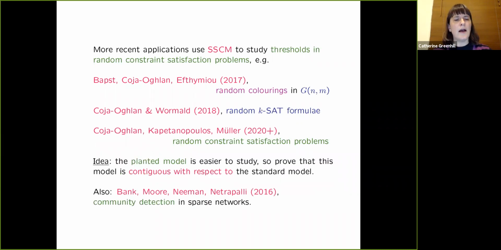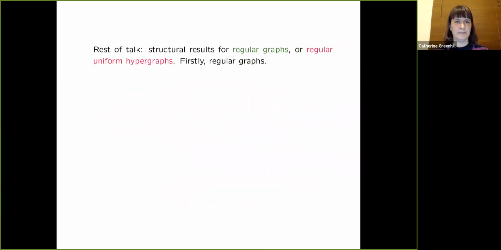Okay. Oh yeah, and another one that I saw that I don't think fits into this paradigm is some work on community detection in sparse networks, so showing that different random graph models are contiguous. Okay. But for the rest of the talk, I'll focus on the kind of structural results where you want to prove some substructure is present with probability tending to 1 in either regular graphs or later regular uniform hypergraphs.